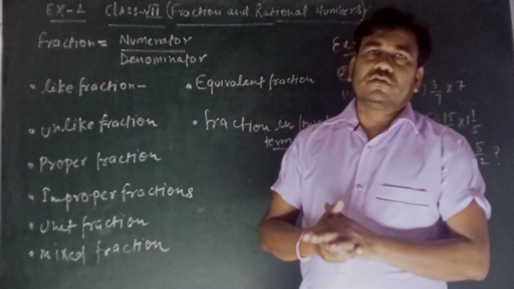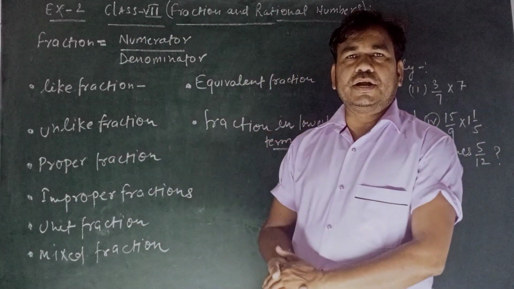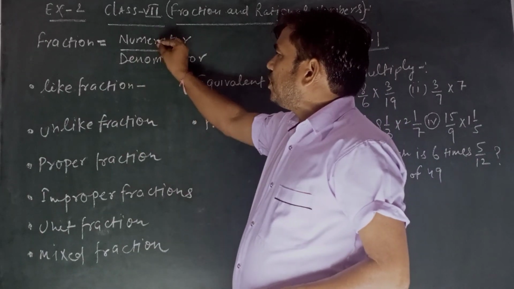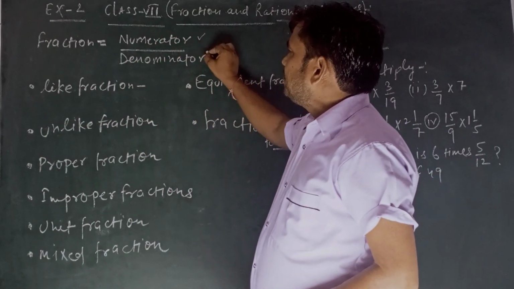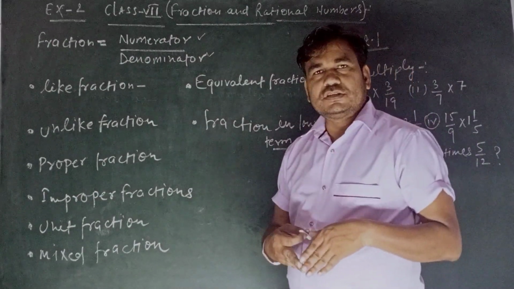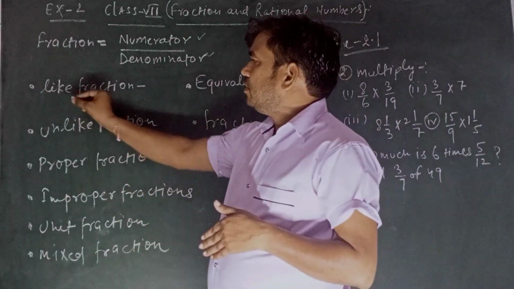What is a fraction? A fraction is a part made of a numerator and a denominator. So a fraction is called numerator over denominator. This situation is called a fraction, and there are different types of fractions. One by one we will discuss them a little bit here.